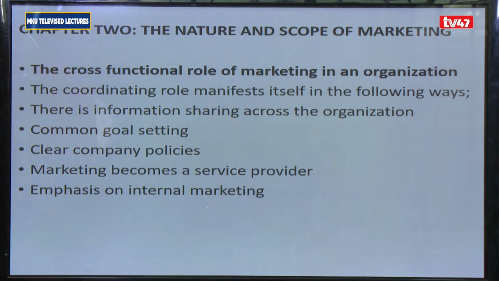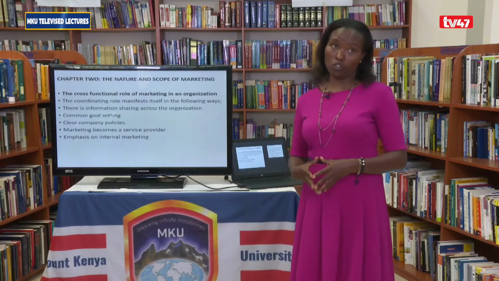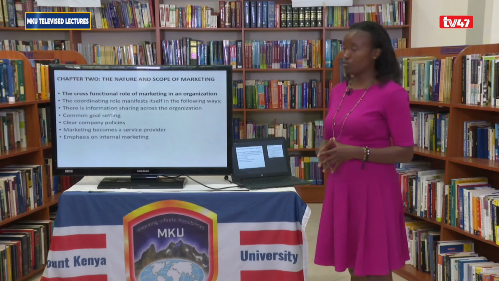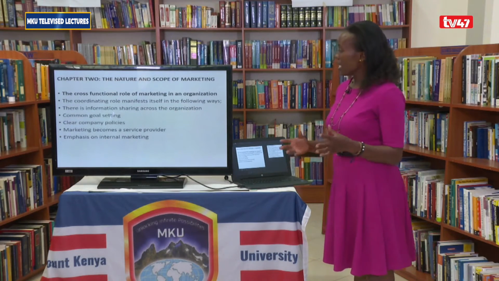Number 1 is that there is sharing of information, and that information comes from marketing. For example, if you are launching a new product, let's use MKU as an example. We are going to launch a new degree program. Who are the first people we are going to sell to? We are going to sell to the staff, and to the students, before we sell it to our customers or our customers to be.